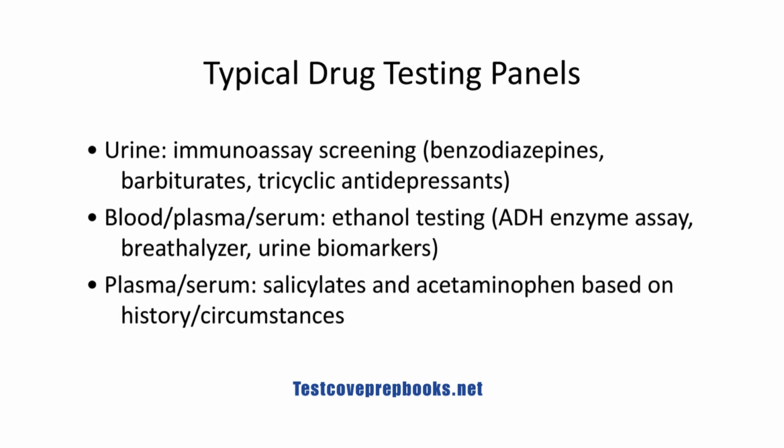Urine biomarkers such as ethyl glucuronide and ethyl sulfate can indicate alcohol use, though they are not typically used in overdose testing. Finally, plasma or serum testing may be performed for salicylates or acetaminophen, especially if the patient's history or circumstances suggest potential overdose.